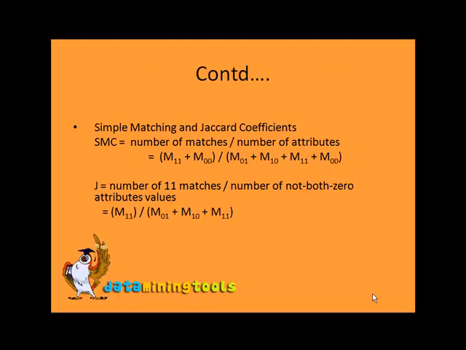Simple matching and Jaccard coefficient: SMC is given by the formula number of matches by number of attributes. It is defined by M11 plus M00 by M01 plus M10 plus M11 plus M00, where J is given by the formula number of 11 matches by number of not-both-0 attribute values, that is M11 by M01 plus M10 plus M11.